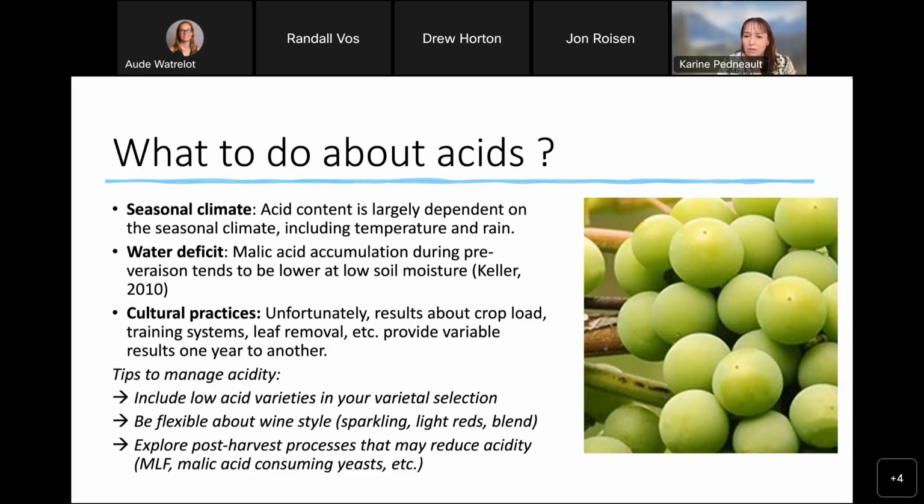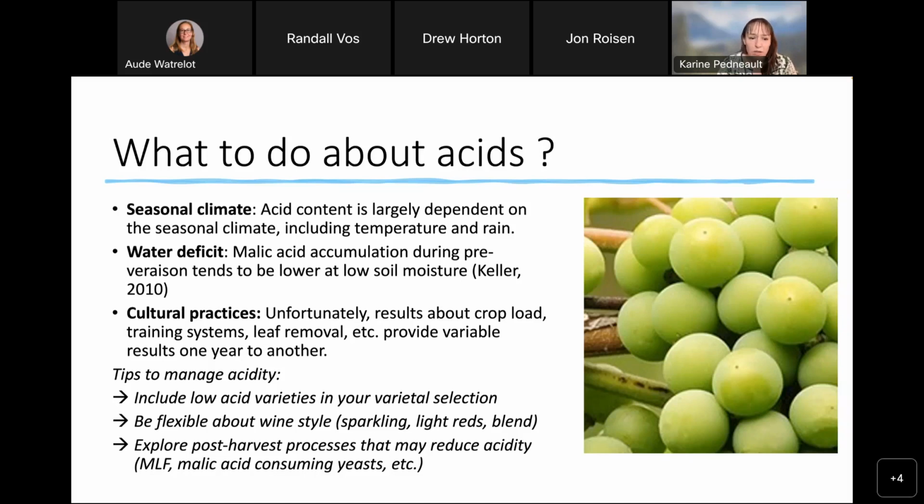have a good selection of different varieties based on their acid level at the varietal level. So if you have high acid, keep some low acid varieties in your portfolio, in your vineyard, even if they're maybe not the best aroma grape. Be also flexible about wine style. In a cold year, it's a good idea to do sparkling wine instead of a table white, for example.